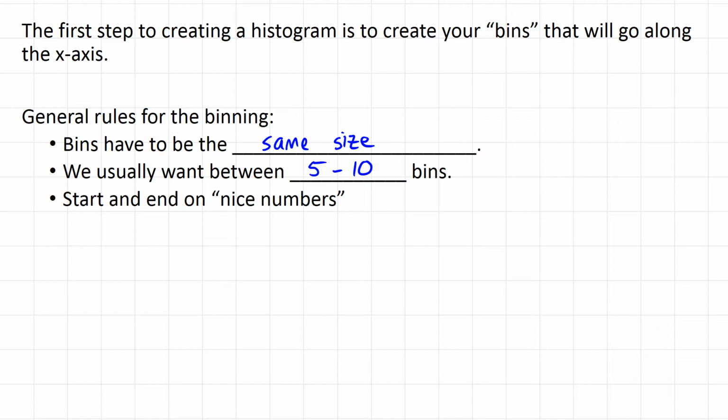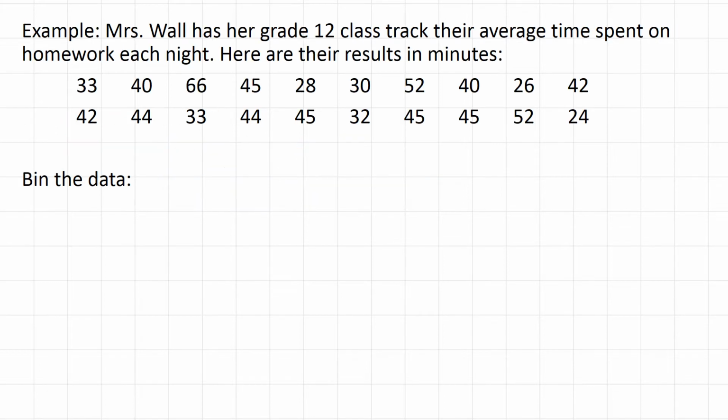And then the last one is that we want to start and end on nice numbers. Usually that's like 5s and 10s. So going 5, 10, 15, 20, or 10, 20, 30, 40. So we're going to work through this example in the next couple of videos here.